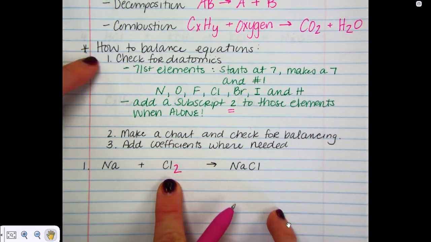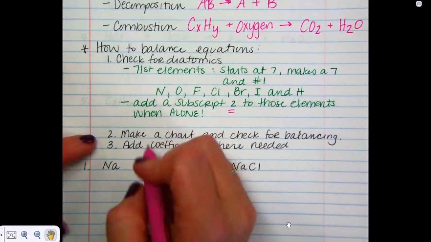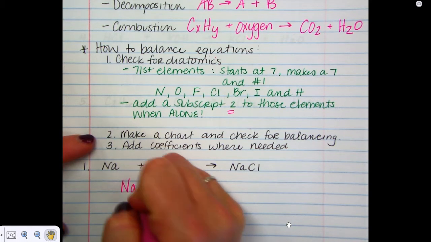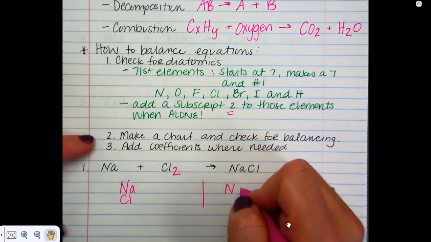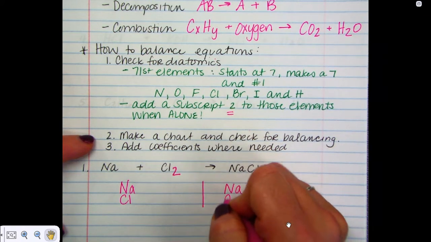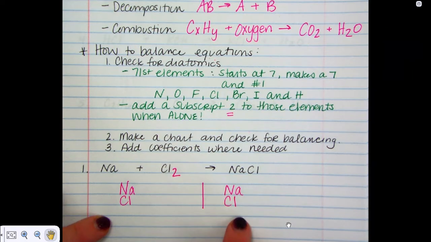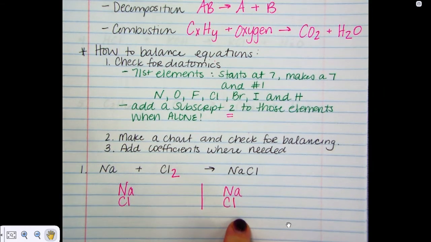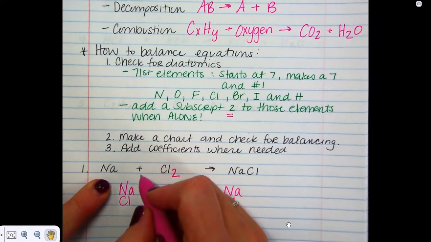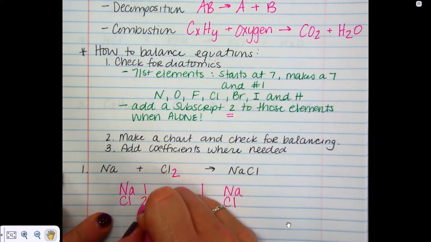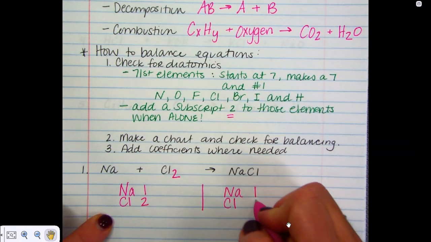So step 1, check for diatomics. Step 2, make a chart. So I'm going to list everything that's on the left-hand side and everything that's on the right-hand side, and I'm going to separate it with that bar. Okay, I'm listing these by the elements because that's what I need to make sure I have the same number of. So I have 1 sodium and 2 chlorines. Over here I have 1 sodium and 1 chlorine.